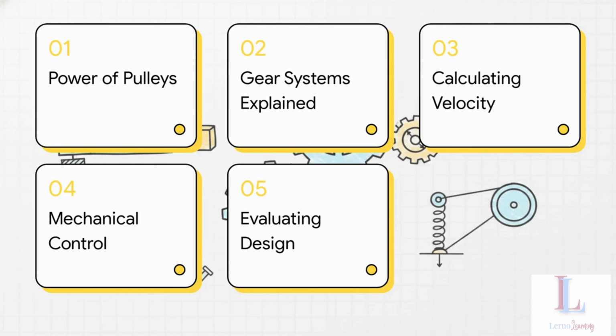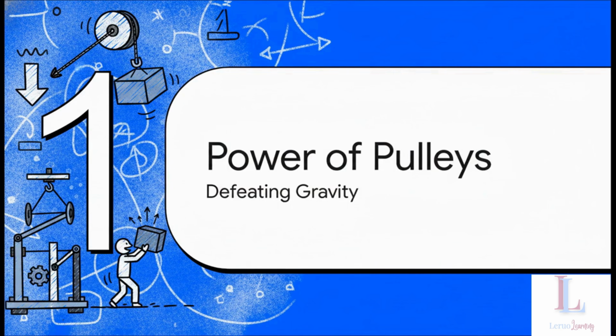So here's our game plan for today's Explainer. Think of this as your ultimate syllabus. We'll be covering the power of pulleys, gear systems explained, calculating velocity ratio, mechanical control, and finally evaluating machine design. Let's get right to it. Section 1, the power of pulleys.